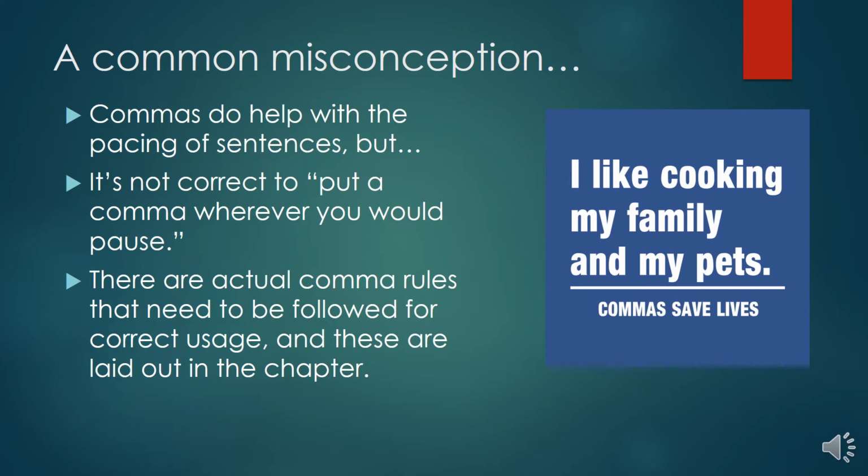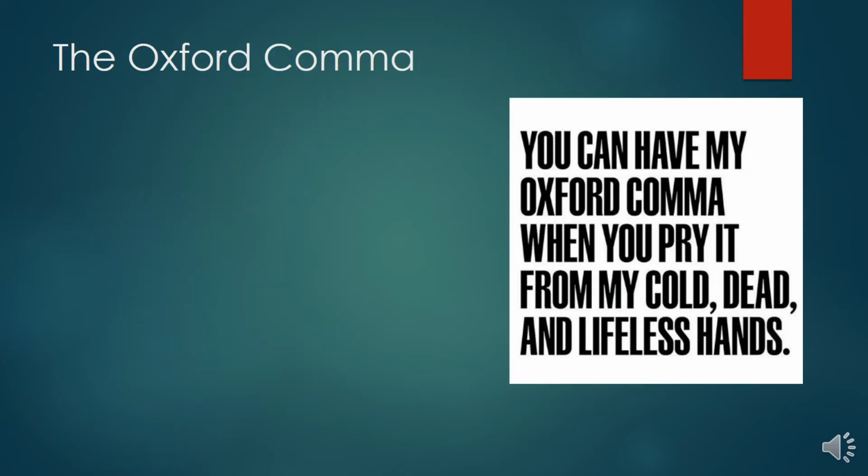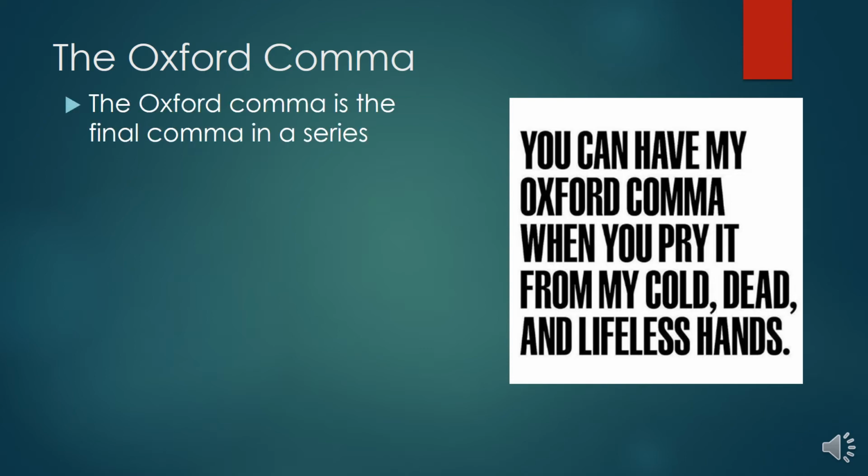One thing worth knowing that is not listed in your book is the idea of the Oxford comma. The book talks about using commas in a series of items, like a list. And the Oxford comma is one of the official names for the last comma in a series, the final comma. Another name for this is the serial comma. S-E-R-I-A-L, serial comma.